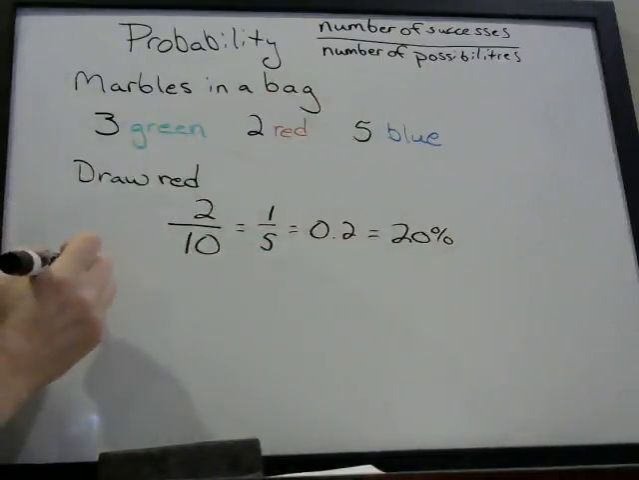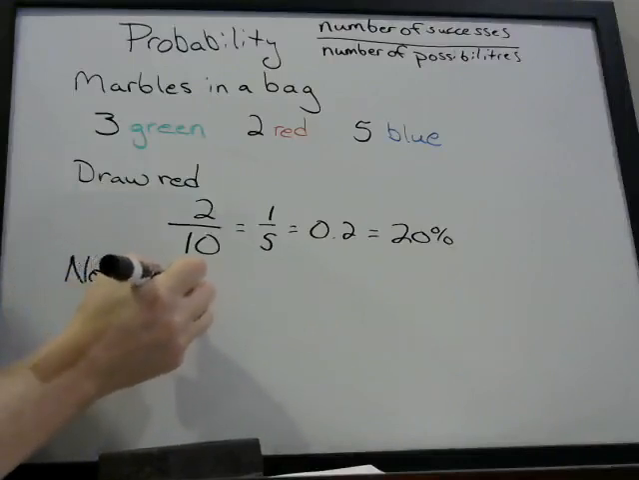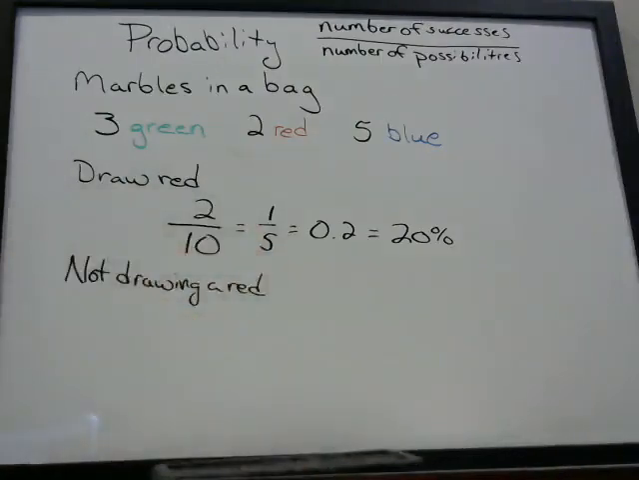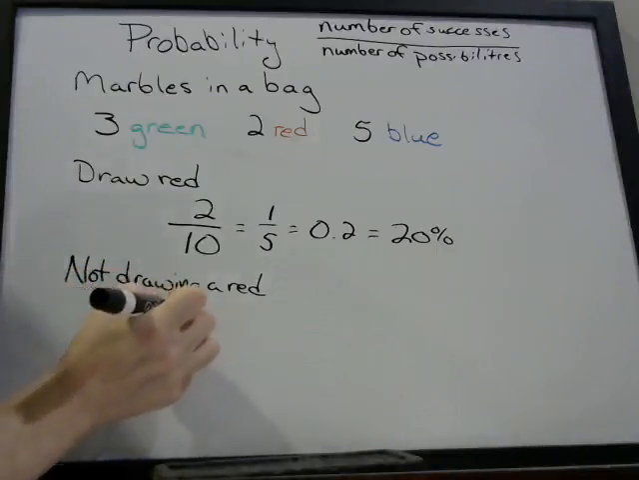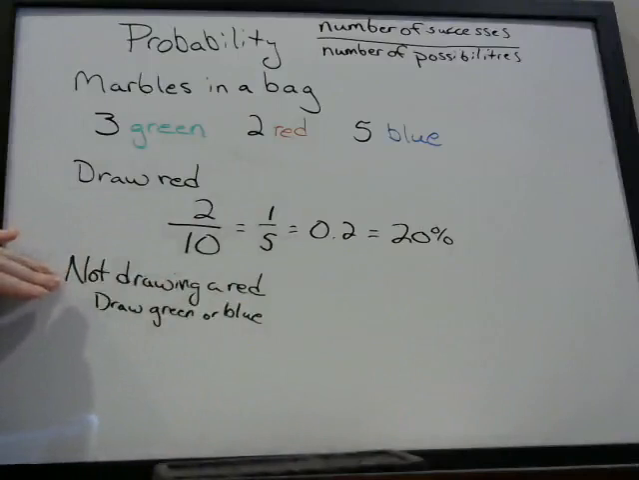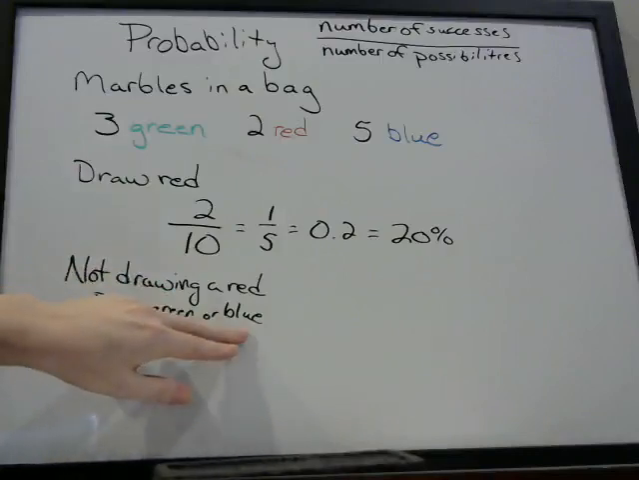Let's do another problem. What is the probability of not drawing a red? The way you can think about this is that not drawing a red means that we're either going to draw green or blue. If they give you a not question, like you're not going to do something, you can think of that as: what's the probability of doing everything but that? So what's the probability of drawing a green or a blue marble?